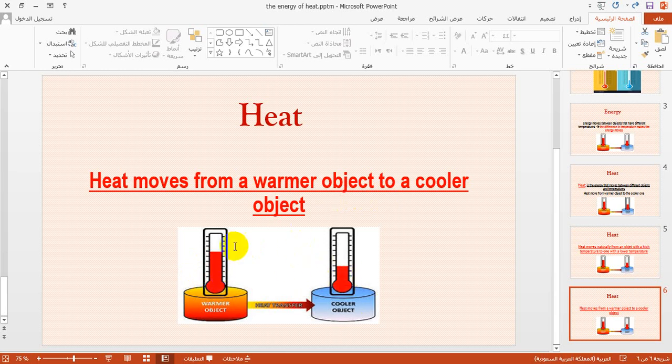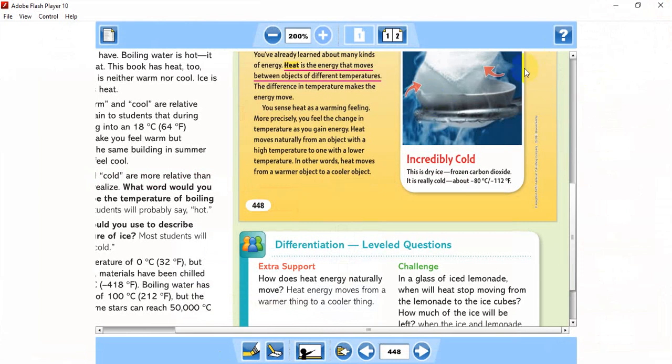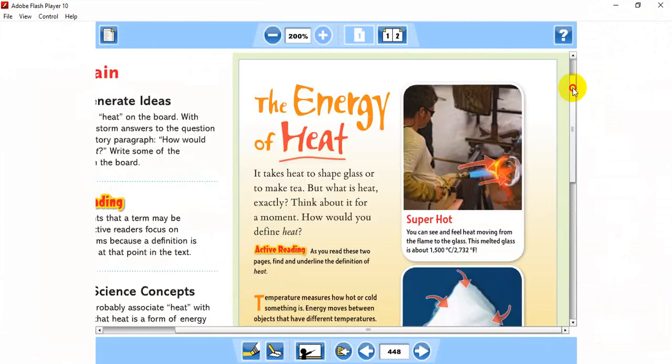Let's give examples of objects that have a high temperature or lower temperature and how heat transfers from each other. Let's see here. Okay, yes, see here, this one. Let's start here. Super hot. What does that mean, guys? You can see and feel heat moving from the flame. What does flame mean here, guys? Flame means focused or intensive fire that can melt even iron.